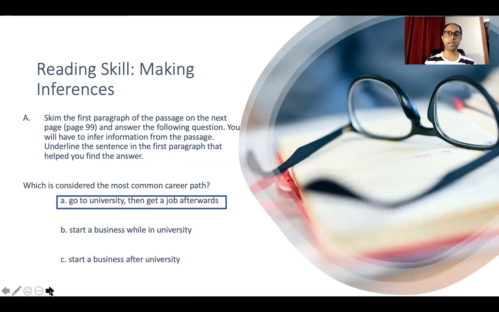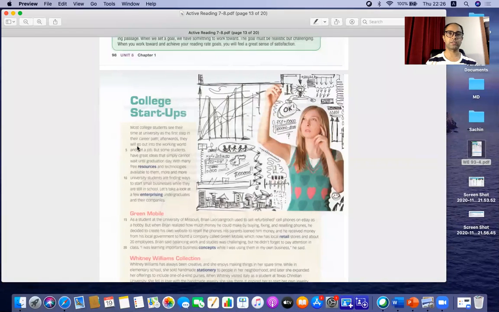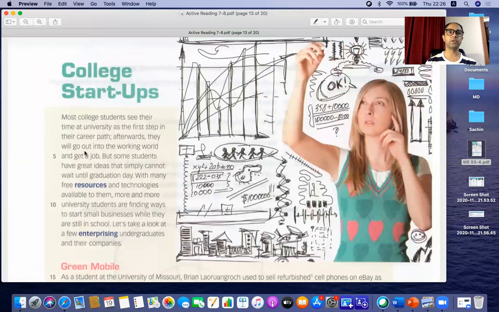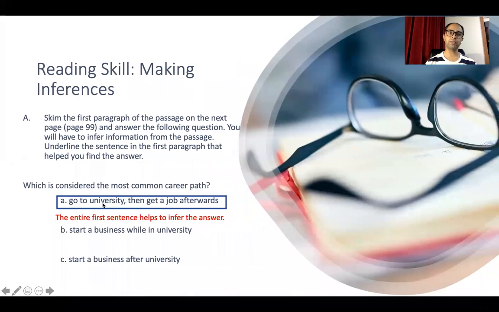So the answer is A, go to university, then get a job afterwards. Now, how do you know the answer? Did you underline the sentence in the first paragraph that helped you to find the answer? You should underline the entire first sentence that helps you to infer the answer. Most college students see their time at university as the first step in their career path. Afterwards, they will go out into the working world and get a job. So that helps you infer: first go to university, then get a job afterwards. Okay, that's how you have to work.